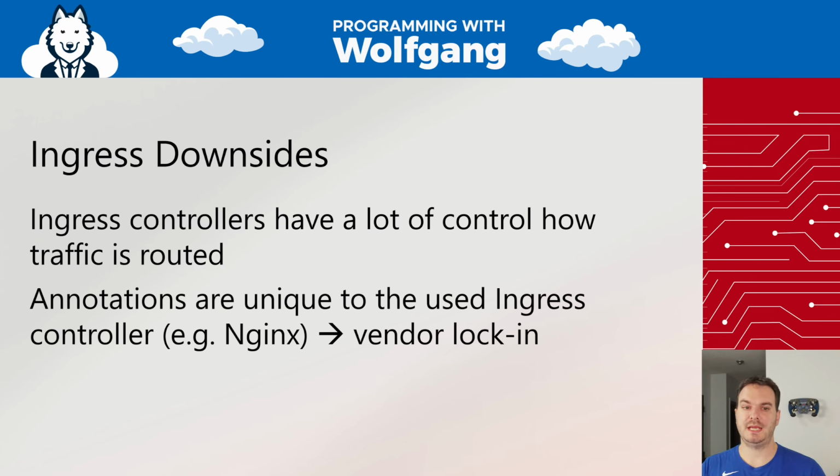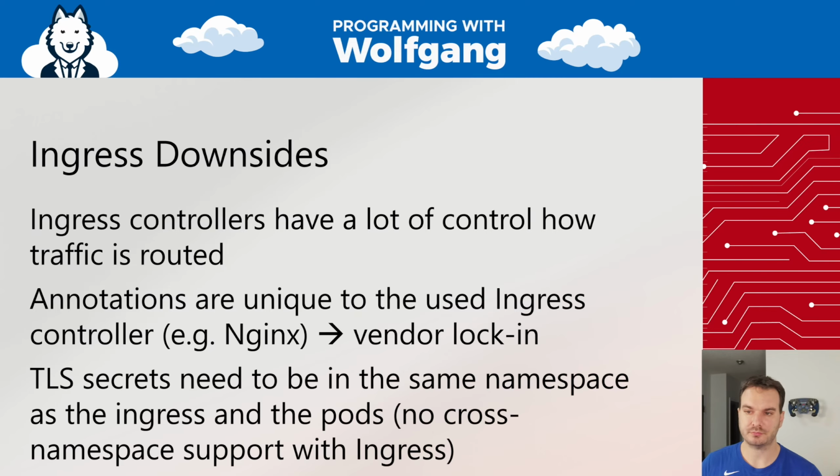And probably the biggest downside is that it uses annotations. And these annotations are unique to the Ingress controller you're using. For example, if you use Nginx, you have different annotations than if you use Traefik. And this leads to vendor lock-in. This means you will need some work to move from one Ingress controller to the other one.